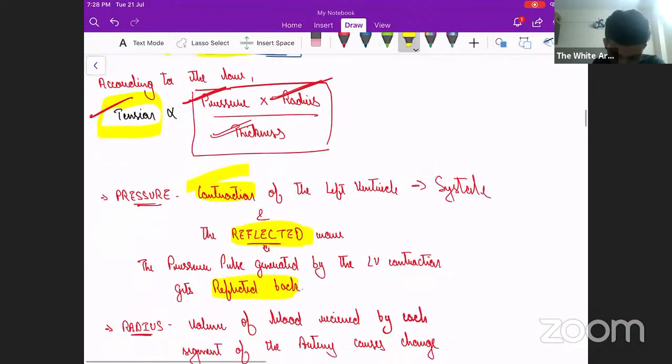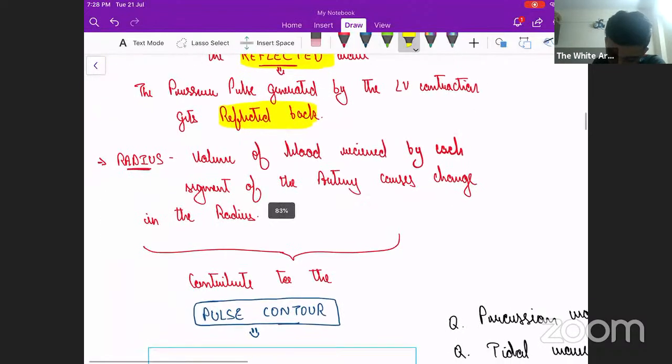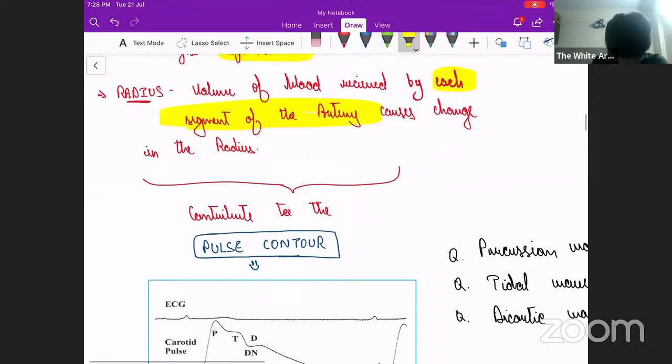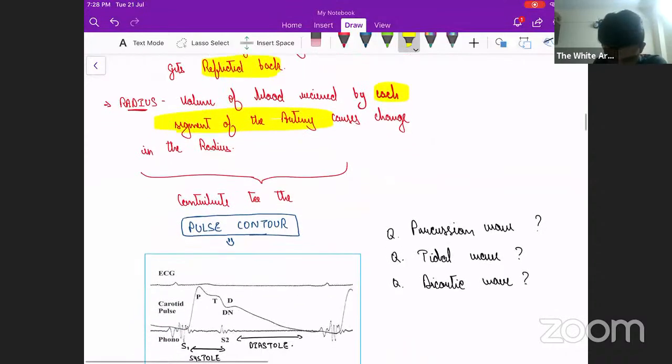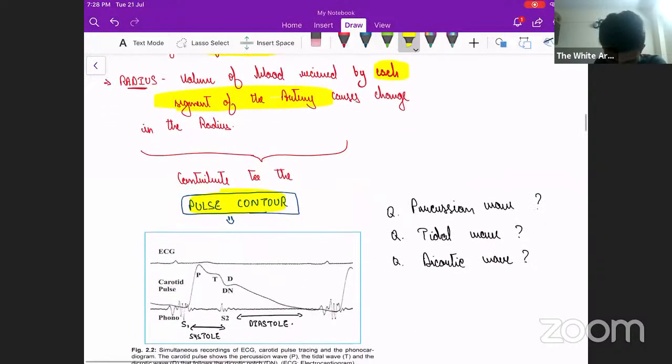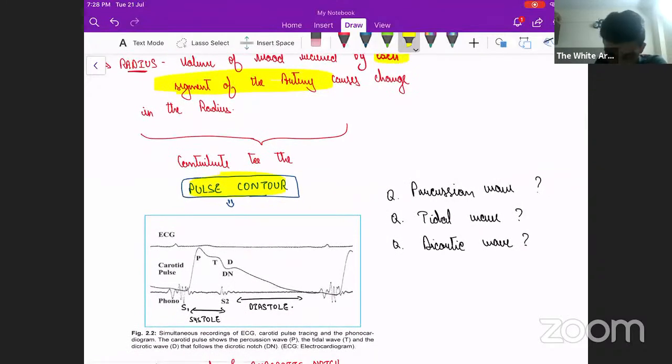Next is radius. How is radius getting affected? It is because of the volume of the blood that is received by each segment of the artery, which causes a change in the radius. This change in the radius will cause a change in the tension. So as a whole, all these things will contribute to the contour of the pulse. This is what we see when we compare it with the phonocardiogram.